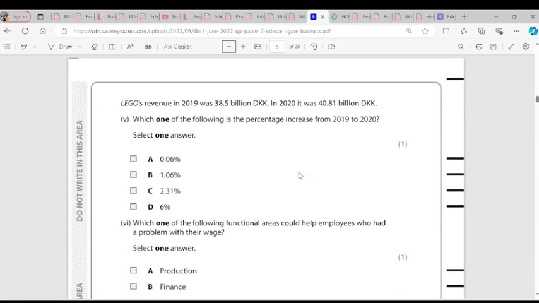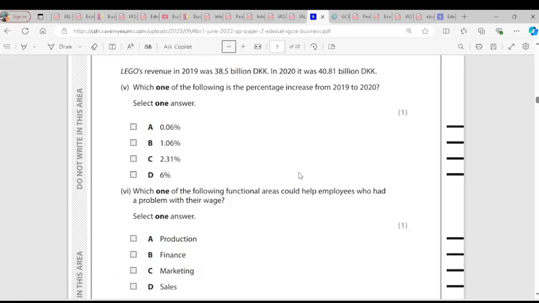Lego's revenue in 2019 was 38.5 billion. In 2020, it was 40.81 billion. Which one of the following is the percentage increase from 2019 to 2020? So for the percentage increase, 2019 is 38.5 and 2020 is 40.81. So it is the new one minus the old one, divided by the old one, multiplied by 100. So it gives us 0.06 multiplied by 100, which is 6%. So the answer is 6%, which is D. I think it's clear.